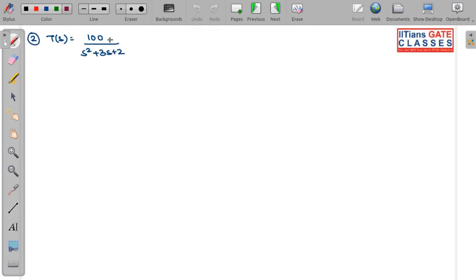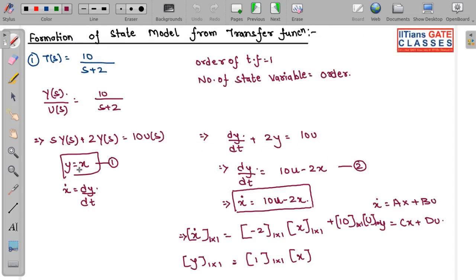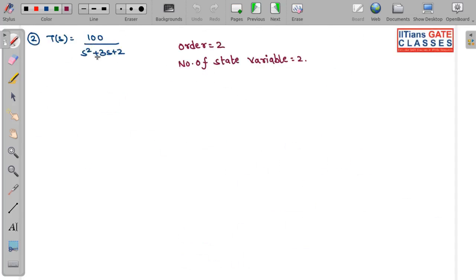So now let us take one more example over here. You can see now, order is 2. So if order is 2, the number of state variables is also 2 over here. Previously the state variable was 1, so I had taken x, but now as there are 2 state variables, I am going to take the first as x1, another as x2. So these are the 2 state variables that we have in this particular case.